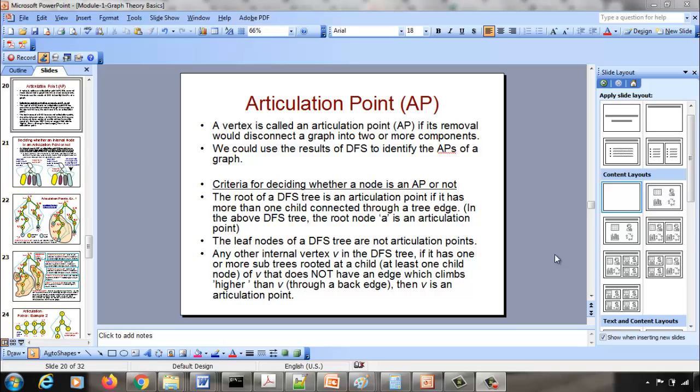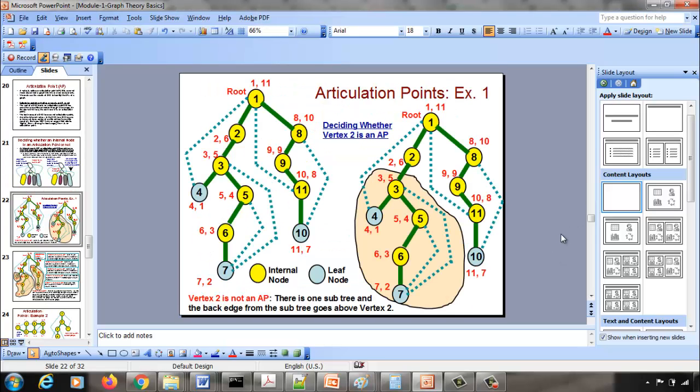Okay, so now let us look at a couple of applications of depth first search. So one thing we can do is to decide whether a vertex is an articulation point or not for a graph. So what is an articulation point? If I remove a vertex from the graph, does the graph get disconnected? If so, we can call the vertex an articulation point, otherwise not.